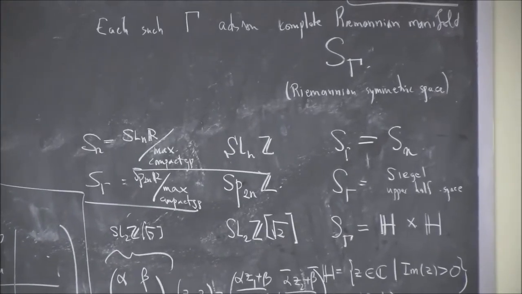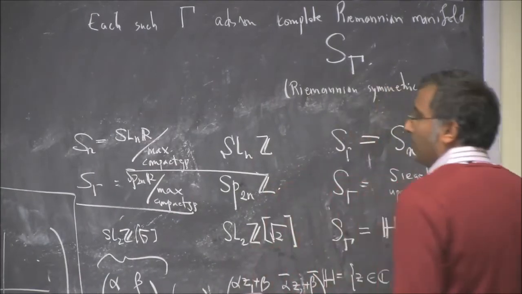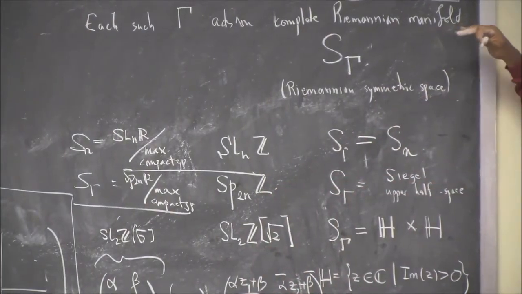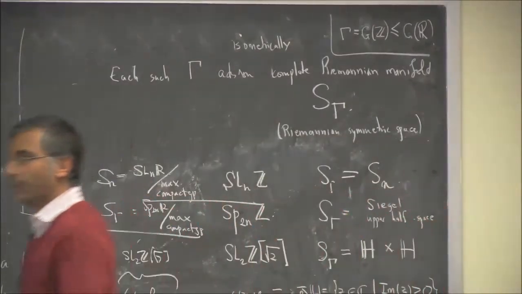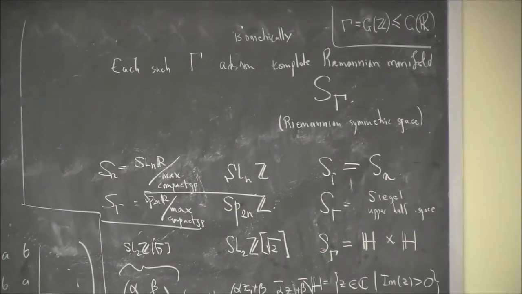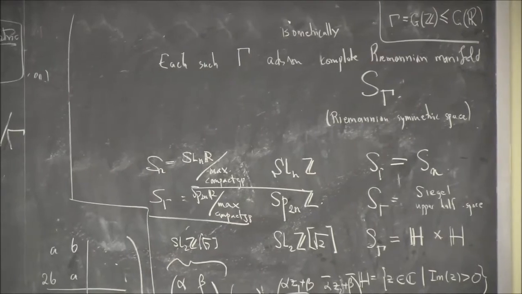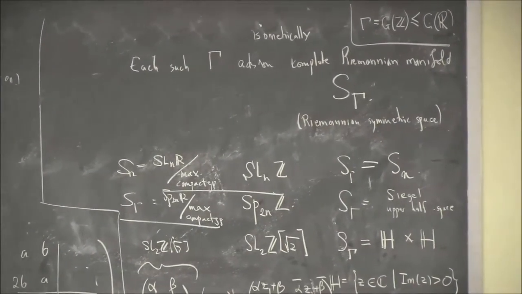The other thing maybe I should say is that these metrics have sectional curvature everywhere less than or equal to 0. We're not really going to use that, but it's just for having a picture of what this looks like. Any other questions?